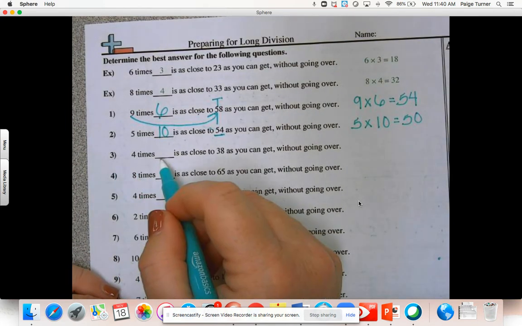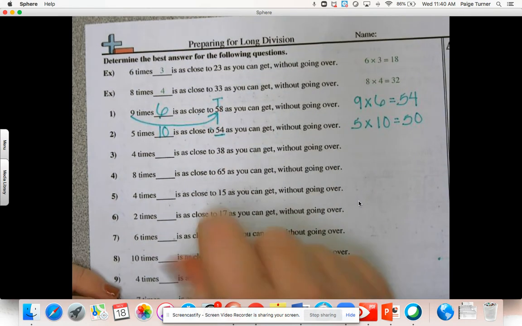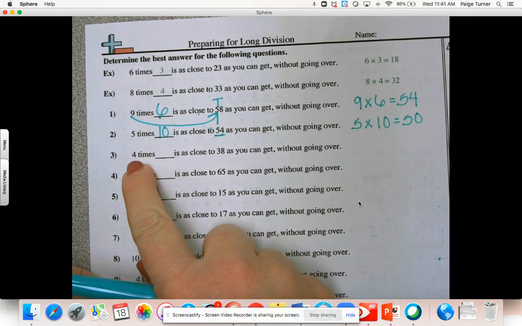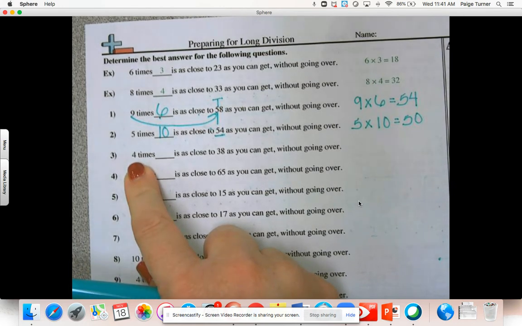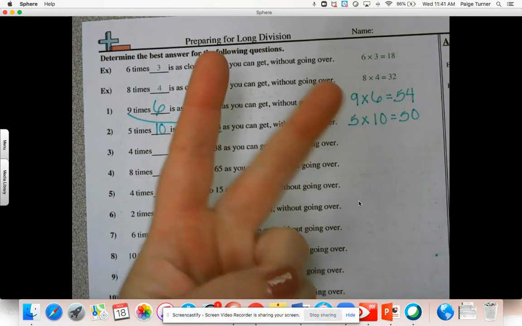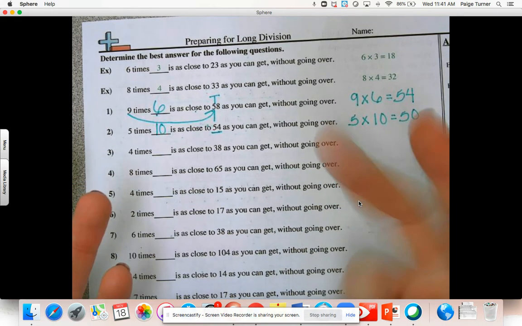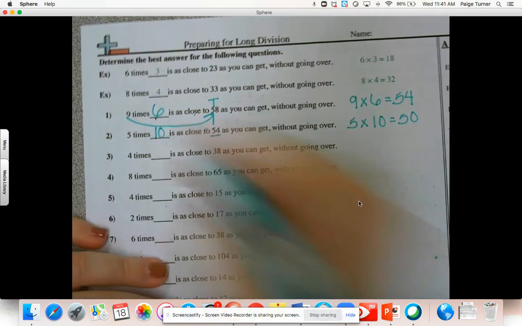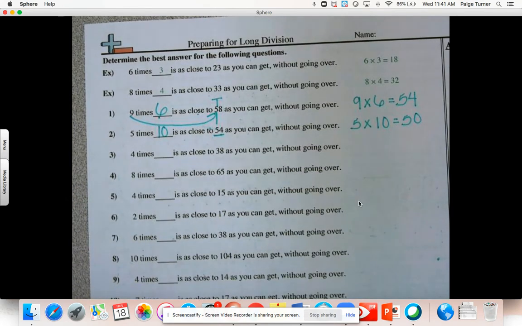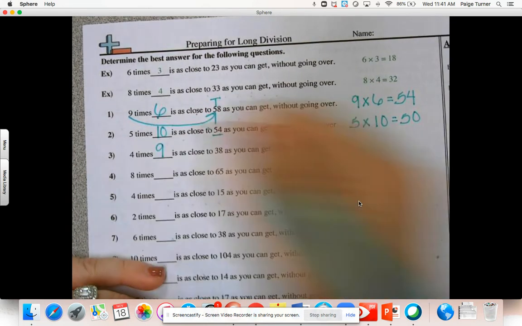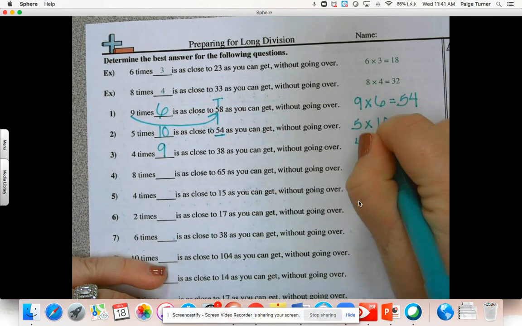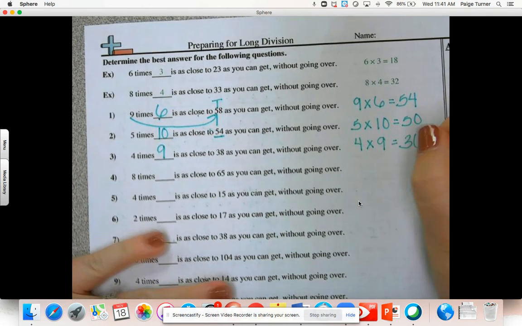4 times blank is as close to 38 as you can get. If you already know your 4's multiplication facts, then you already know the answer. If you don't know your 4's, then you're going to have to count by 4's. So you're going to have to count 4, 8, 12, 16, 20, 24, 28, 32. So that would be 4 times, well, can we get even closer than that? Actually, yes, we can. We would go to 36, right? Because 4 times 9 is 36. So this would be 4 times 9, which equals 36, okay?